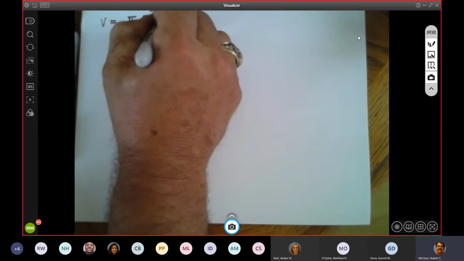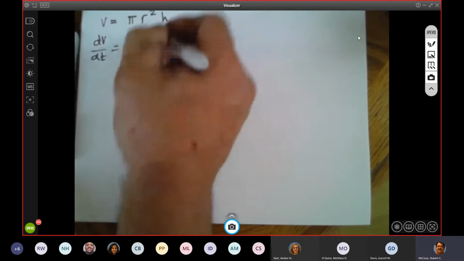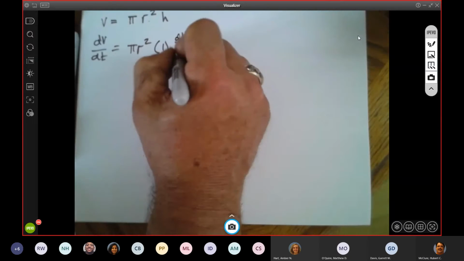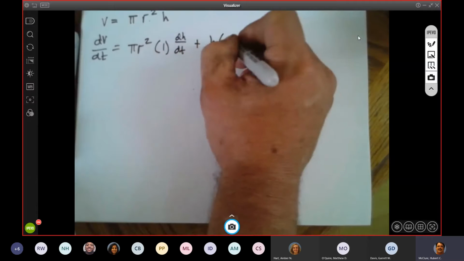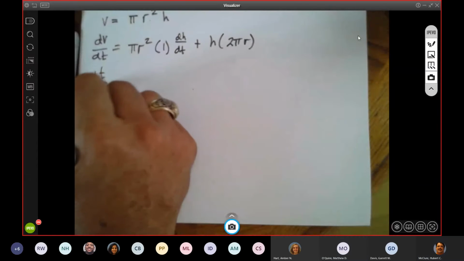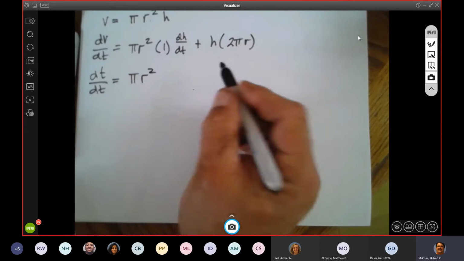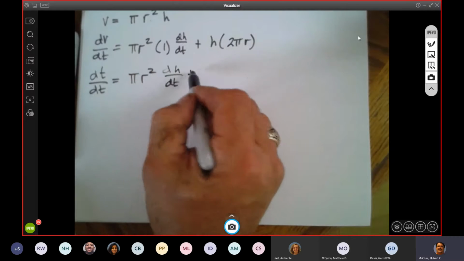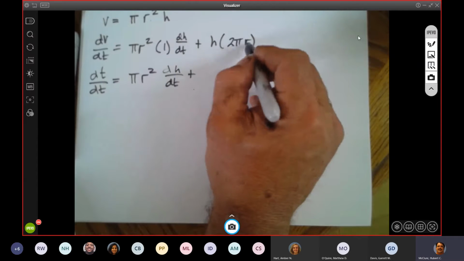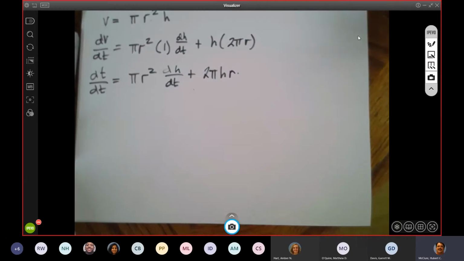Pi r squared h. So dV/dt is equal to the first times the derivative of the second, plus the second times the derivative of the first. Y'all check me on that. That comes out to dV/dt equal to pi r squared times dh/dt plus 2 pi r times the derivative of r, giving 2 pi h r. Y'all check me on that. Mm-hmm, okay.